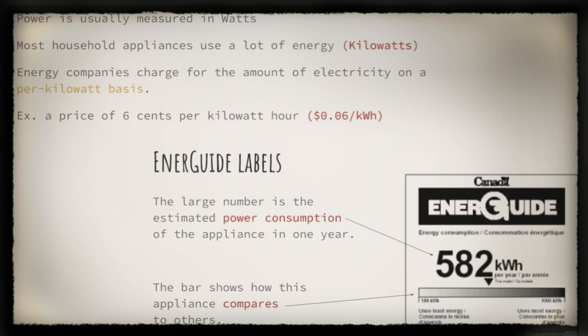Appliances usually have EnerGuide labels on them when you buy them, and you can see how much consumption they would do in a year. So this is a practical application that happens in real life. We'll look at a couple of problems here, and you can see maybe how expensive.